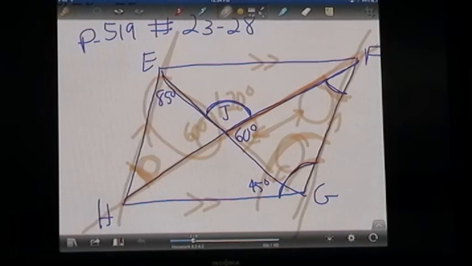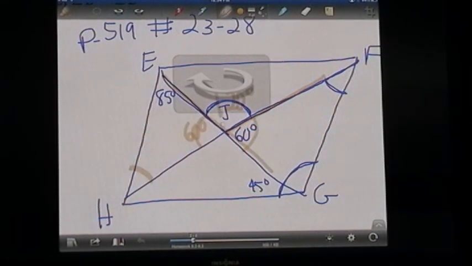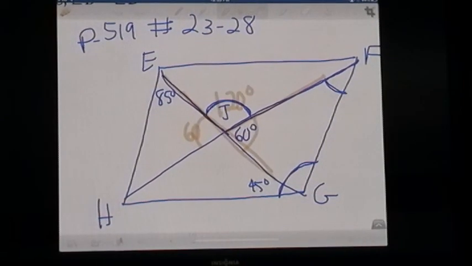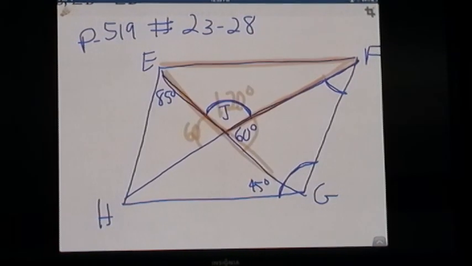Remember to add straight lines together when you have a straight line. I was going to erase, but I can't erase on here because it'll actually erase the figure. Okay, remember you can use straight lines. You can use the fact that the degree measures of the angles of a triangle add up to 180. You can use vertical angles. You can use alternate interior angles. So you have lots of choices here.